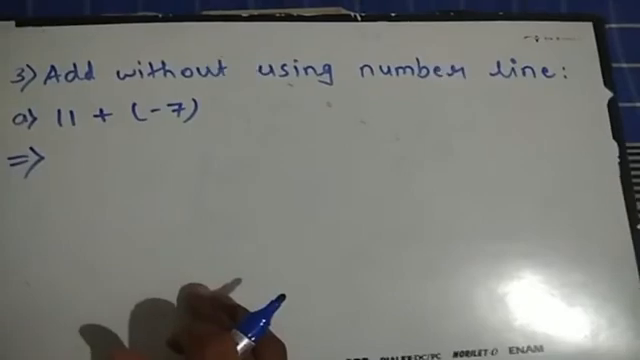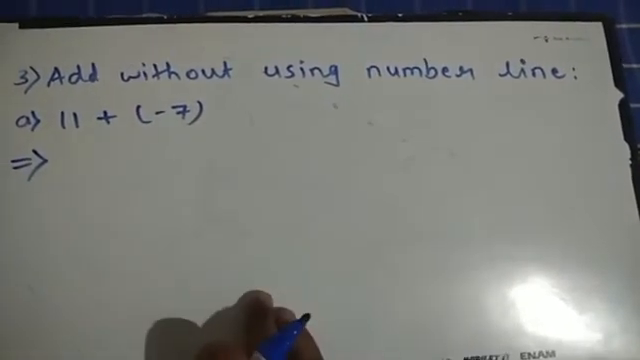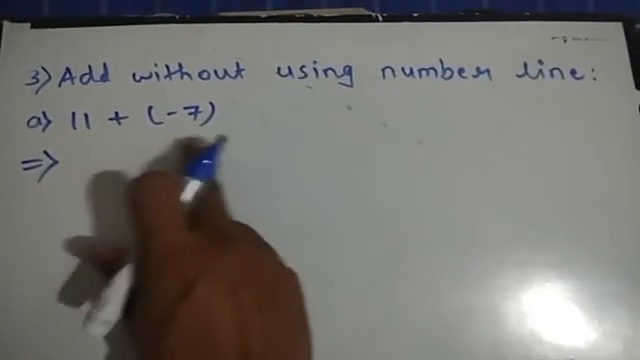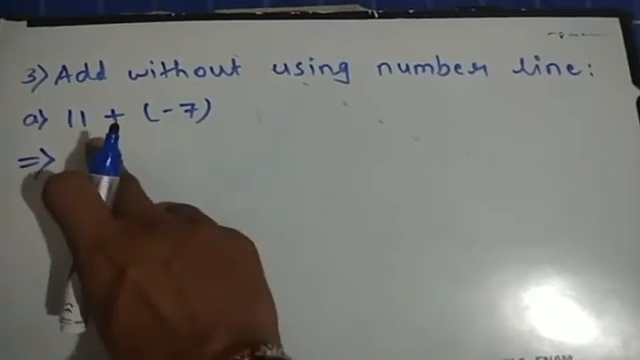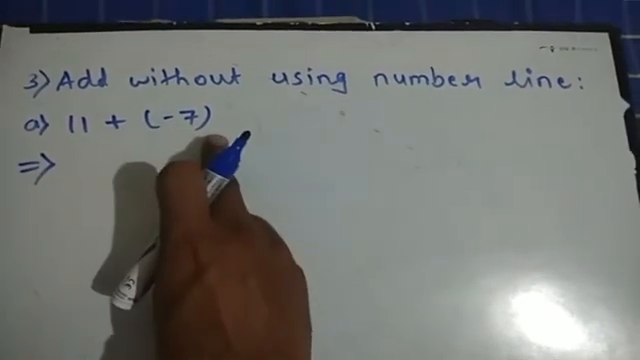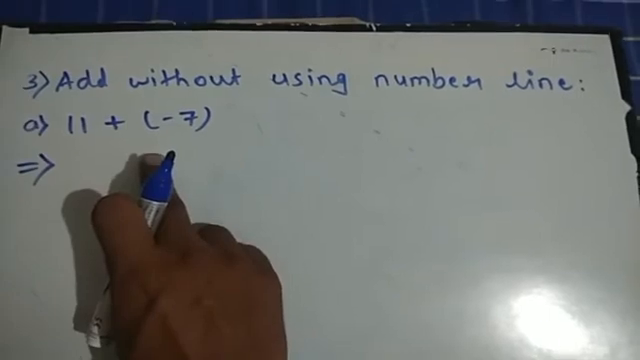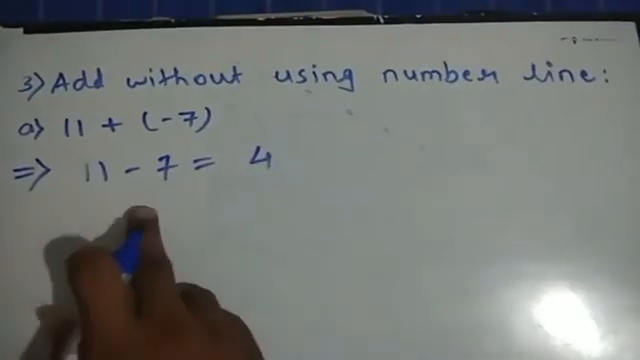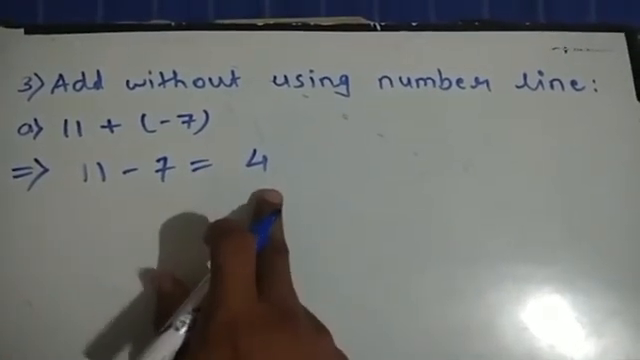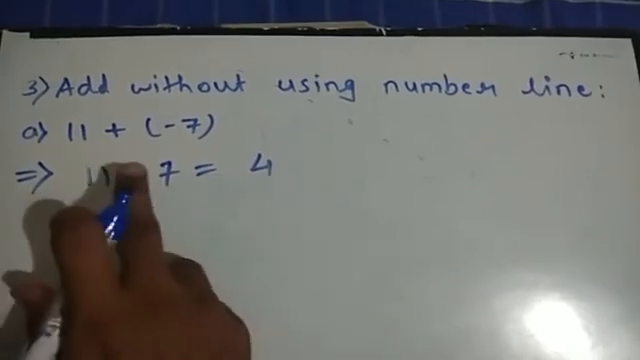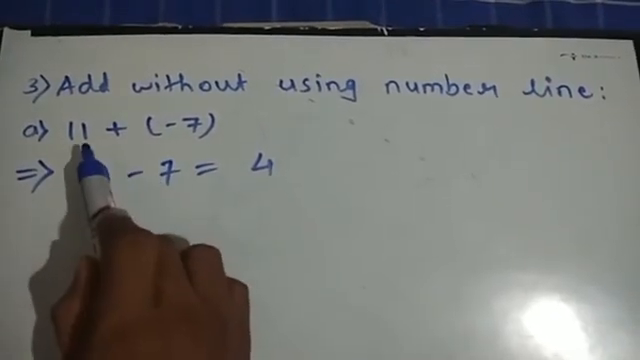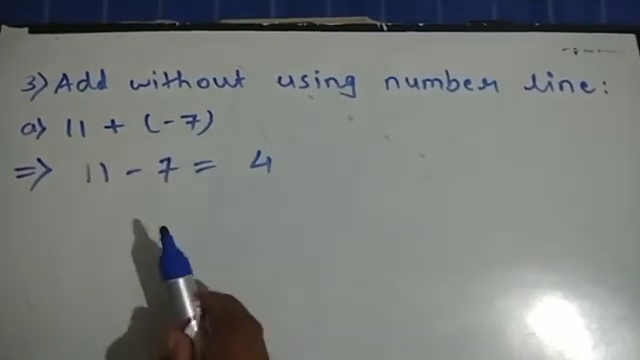Let's see one more question. Add without using number line. First example, 11 plus minus 7. Students, here we can see 11 is a positive integer, 7 is negative integer. So again subtraction. Therefore 11 minus 7 is equal to 4. And 4 will carry plus sign, as here 11 is the greater number. I hope you understood this one.